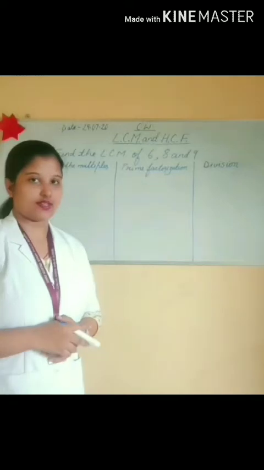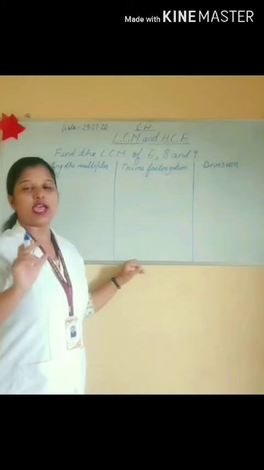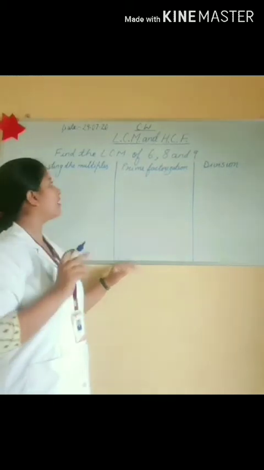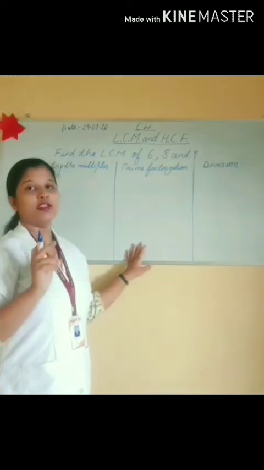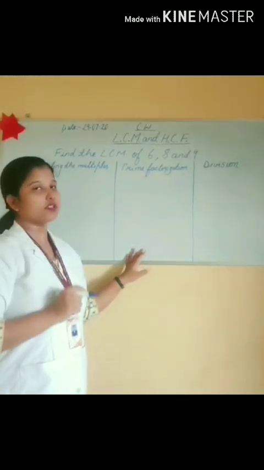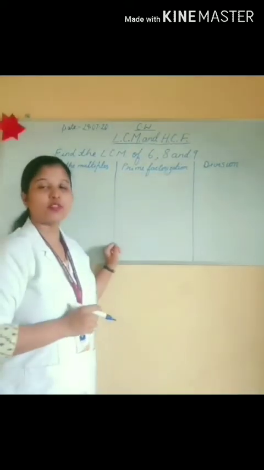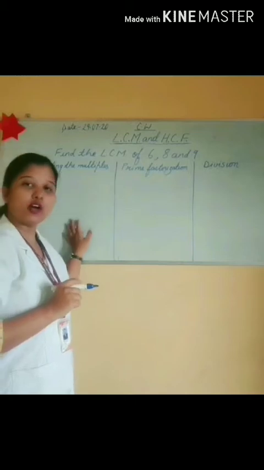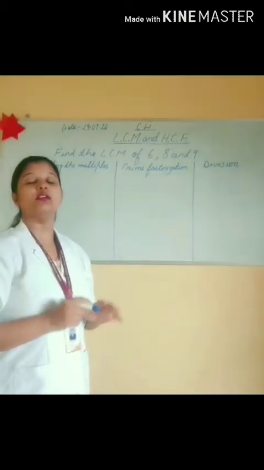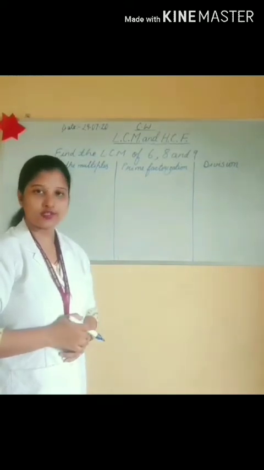Now let us take an example. Our first example is: find the LCM of 6, 8 and 9. So here we need to find the LCM of 6, 8 and 9. The first method is listing the multiples. So what will I do? I will write all their multiples and figure out which is the least common multiple or lowest common multiple, right?